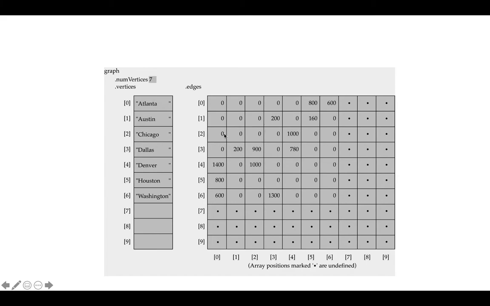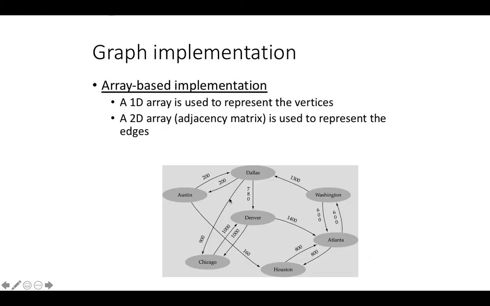So let's take an example. In the previous graph, we can represent it in something like this. First we have the names of the cities, and here the relationship between every city and other city. For example, this 800 means the distance between node 0 and node 5 is 800. So between Atlanta and Houston is 800. If we look at the graph between Houston and Atlanta, it's 800, right?